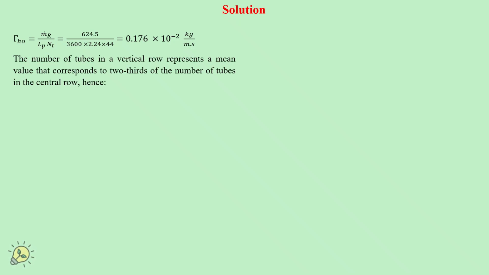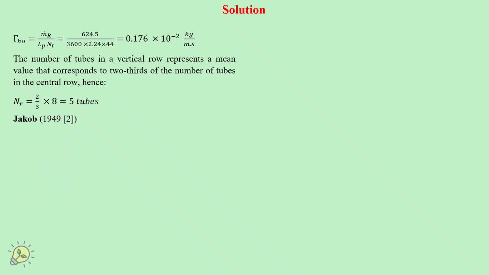And the number of tubes in a vertical row represents a mean value that corresponds to two-thirds of the number of tubes in the central row, as mentioned by Kern. And then we will get an N_R of two-thirds times 8, then 5 tubes, the value of N_R to be used in calculating the heat transfer coefficient.